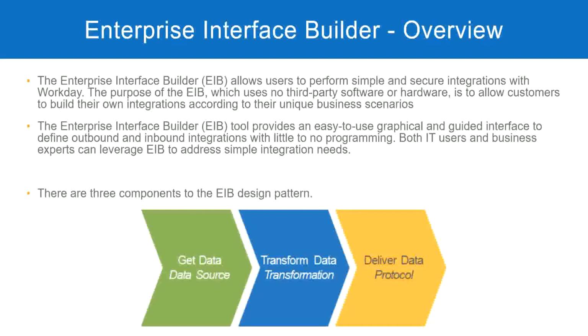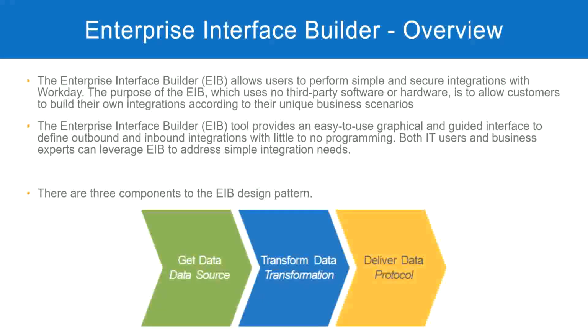Okay. When we create an integration using EIB, we will see these 3 steps there as well. Get data, transform data, deliver data. Okay. These are the 3 components in an EIB design pattern. So what we are going to do is we are going to configure these 3 steps. Get data. Where are we going to get the data from? That is something we have to configure. Do we need transformation? If yes, configure that. If no, leave it blank.